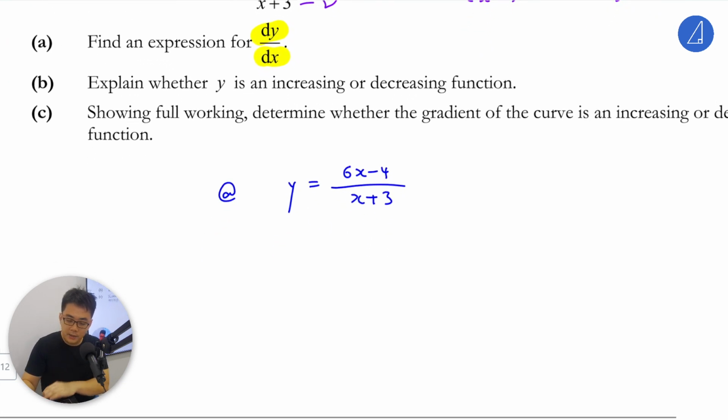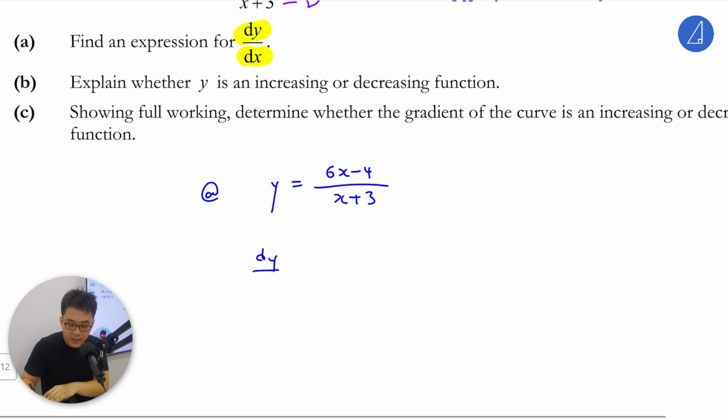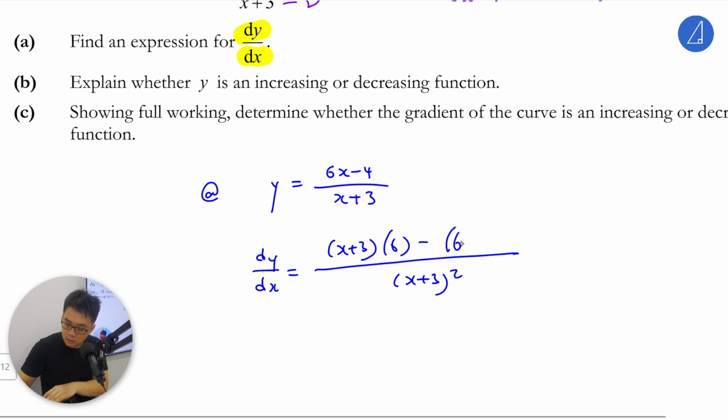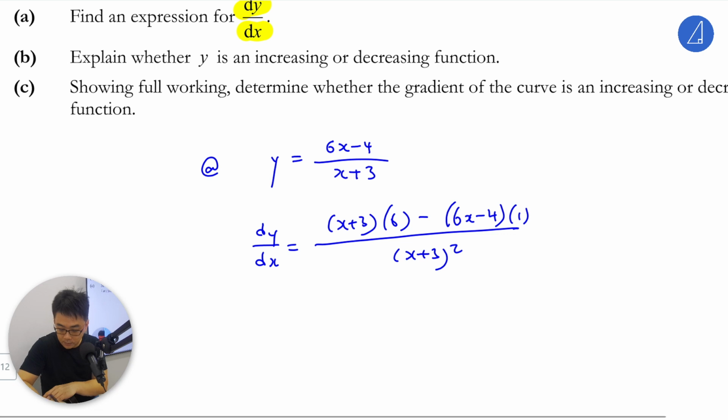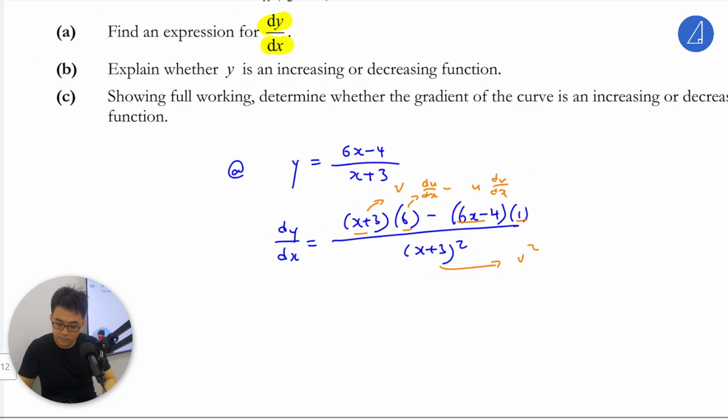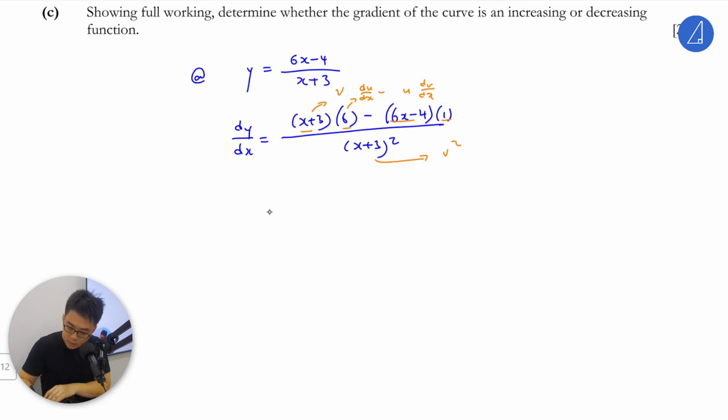Okay, then find the expression: dy/dx is equal to (x plus 3) squared, times v du/dx, minus u dv/dx, which is 1. Just write it down for you. Okay, then once done, let's expand.